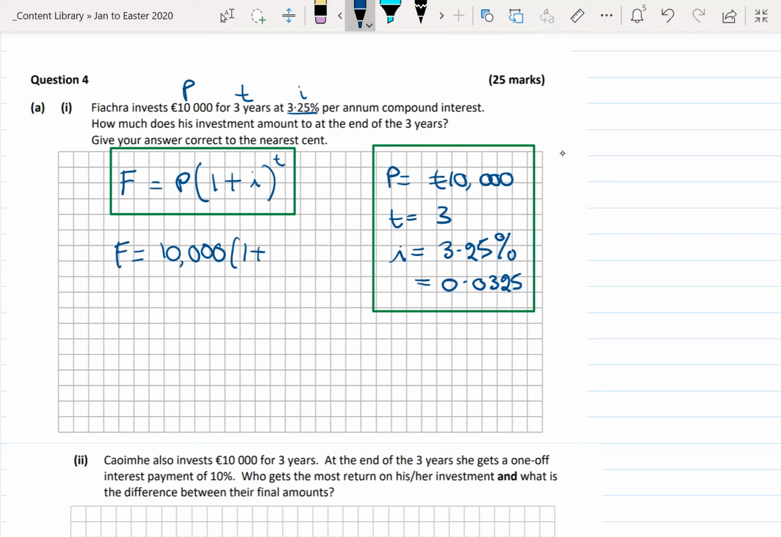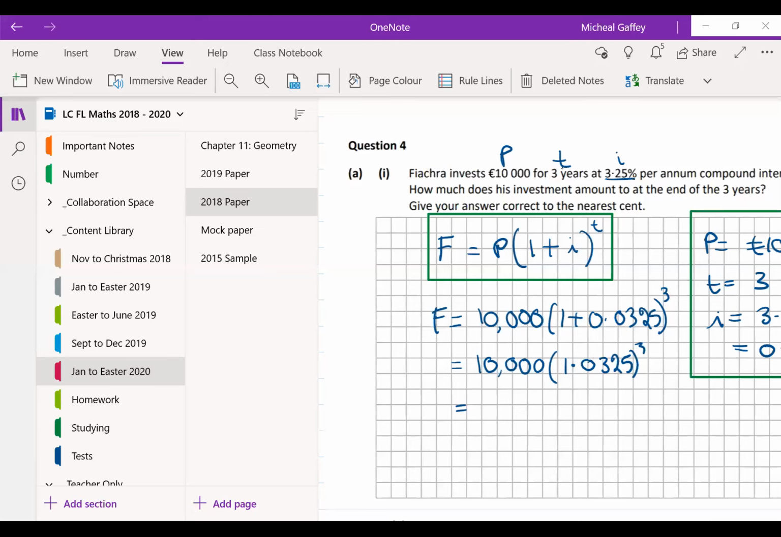Bracket 1 plus I is 0.0325 and T is 3 years. Okay, let's just do inside the bracket first. Now we're going to add up inside the bracket, and we get this. Now pop that into your calculator and see what you get. 11,007 and 3 cents is the answer.